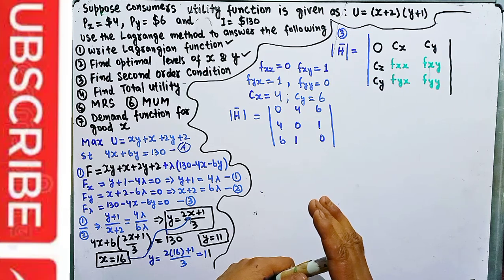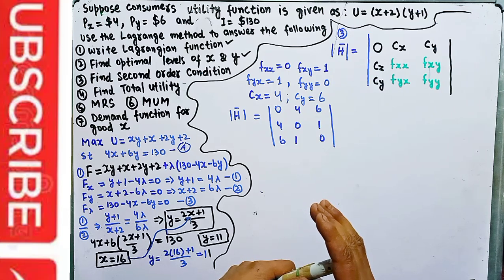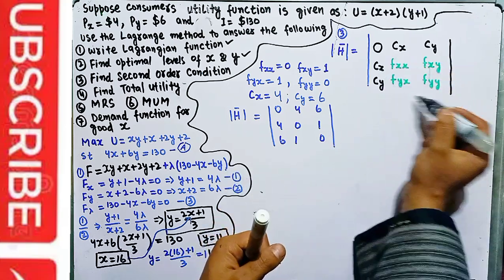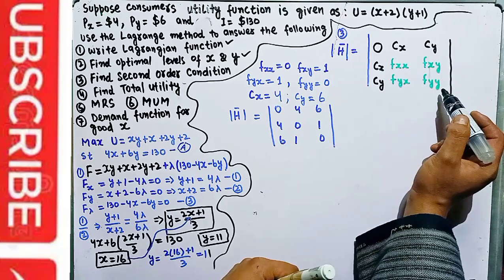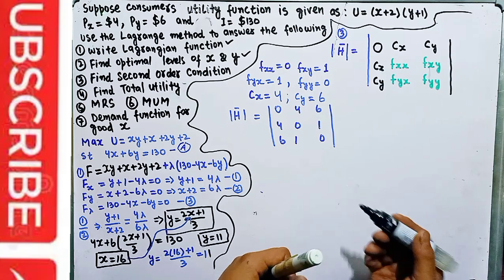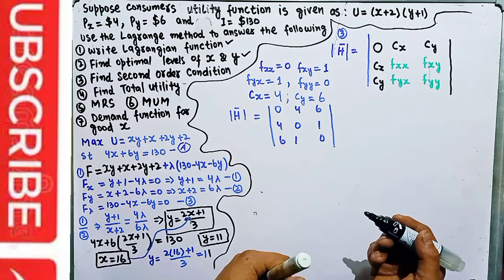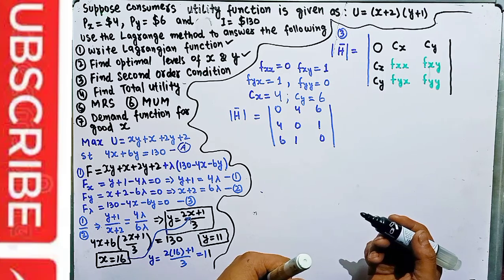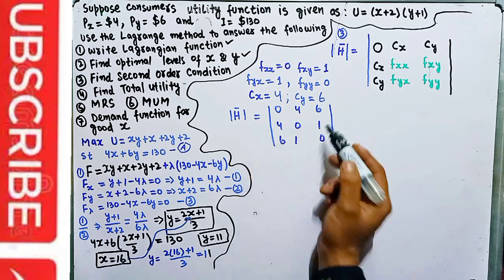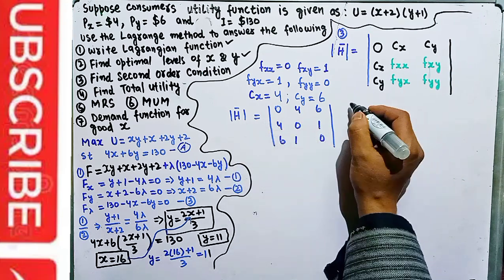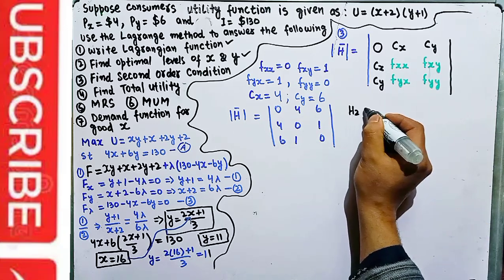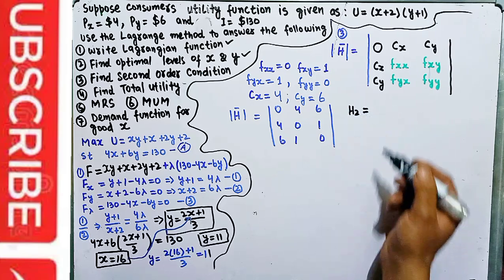This is a plain Hessian matrix. We say when the plain Hessian matrix is bordered by the partial derivatives of the constraint function, we call it a bordered Hessian matrix. What we need to do now is take the determinant of this bordered Hessian matrix, and let's write it here as H2. I will explain why I am writing H2.